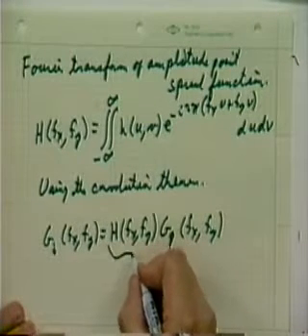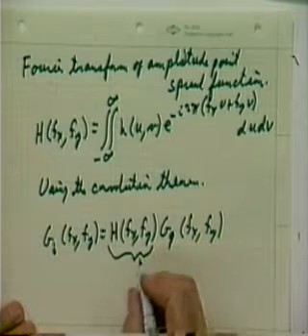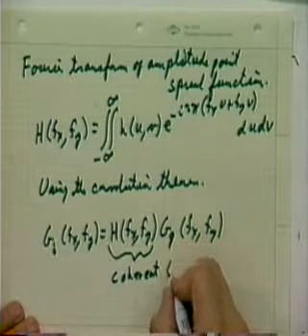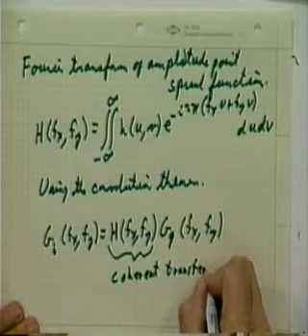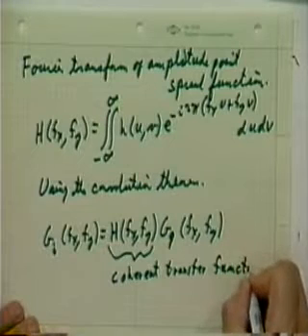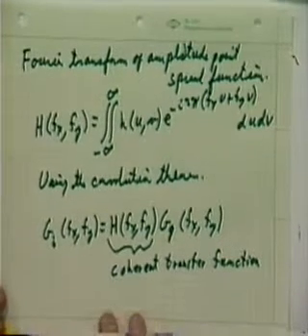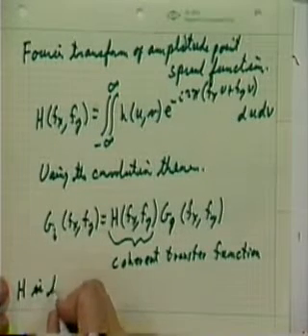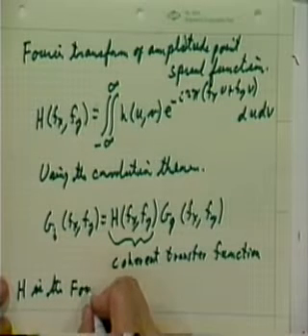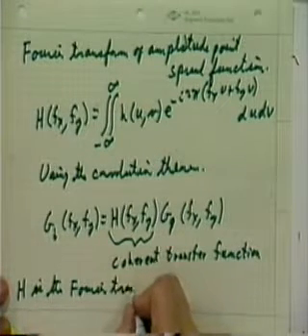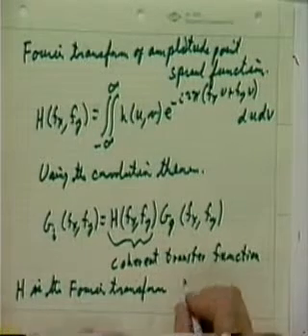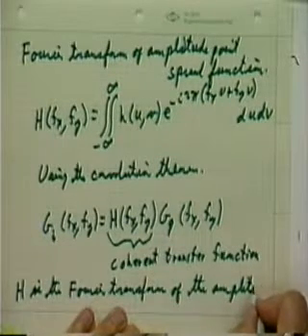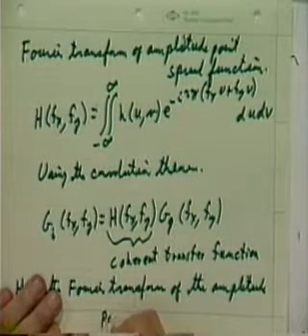And this thing right here, capital H, is what we're going to call the coherent transfer function. And capital H here, just writing it down in words, is the Fourier transform of the amplitude point spread function.